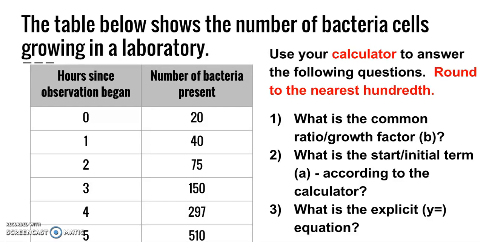The table below shows the number of bacteria cells growing in a laboratory. Here is the hours since the observation began, and here is the number of bacteria present. Use your calculator to answer the following questions, rounding to the nearest hundredth for both the start and the growth factor. 1, what is the common ratio, the growth factor? 2, what is the start or the initial term A according to the calculator? Because you might get a different number than this start right here. And 3, what is the explicit y equals equation? Record these answers in your homework notebook, and then when we get through all the questions, you need to enter those answers on the Google form.